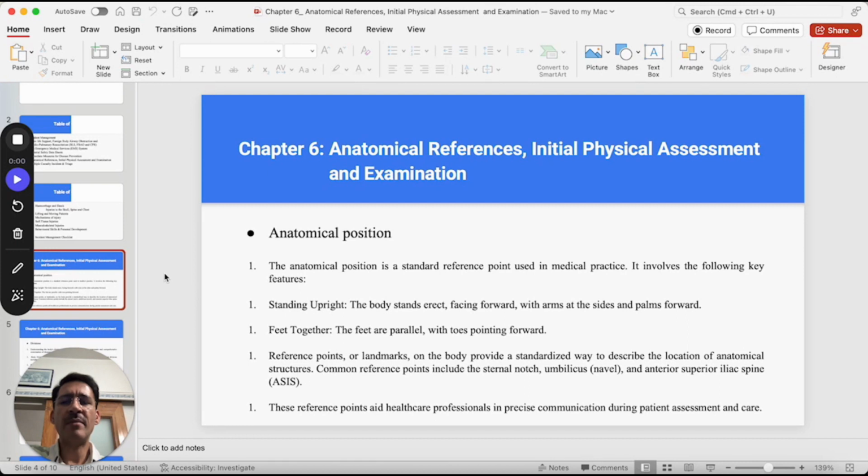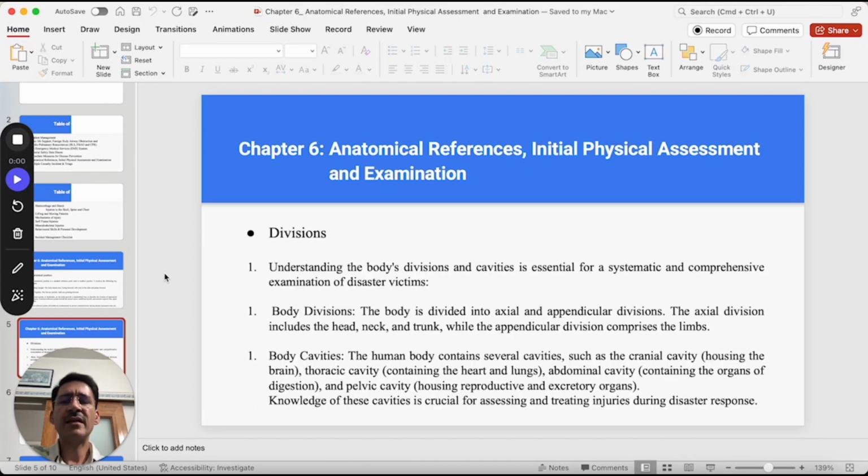Reference points or landmark points on the body provide a standardized way to describe the locations of anatomical structures. Common reference points include the sternal notch, umbilicus, and anterior superior iliac spine. These reference points aid healthcare professionals in precise communication during patient assessment and care.